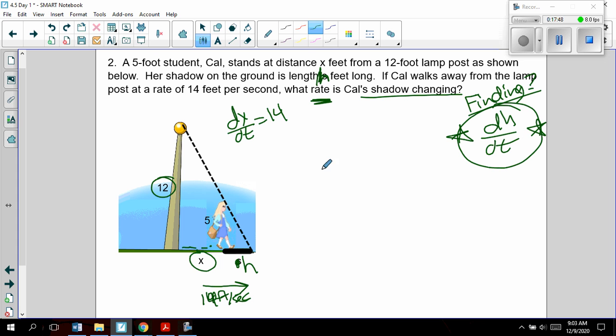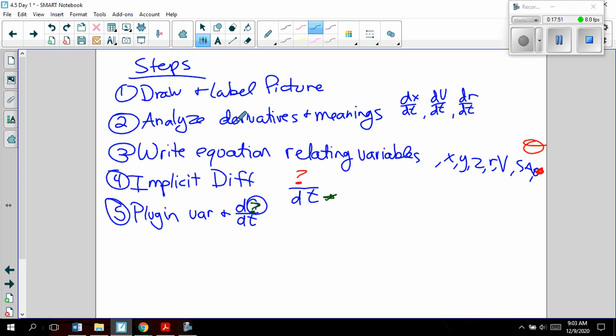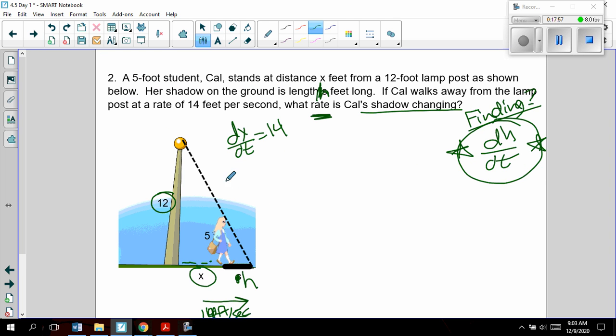Okay. In terms of steps here, we said analyze the derivatives and their meaning. We did that. Write an equation that relates your variables. Now, in terms of variables, I've got x, I've got h, I have some constants. I have a 5 here and I have a 12 here. Now this one's not as clear, and the picture is maybe a little misleading, but if I draw Cal and I draw this a little more vertical, the thing that relates everything together is similar triangles. And remember, in similar triangles, your sides are proportional.